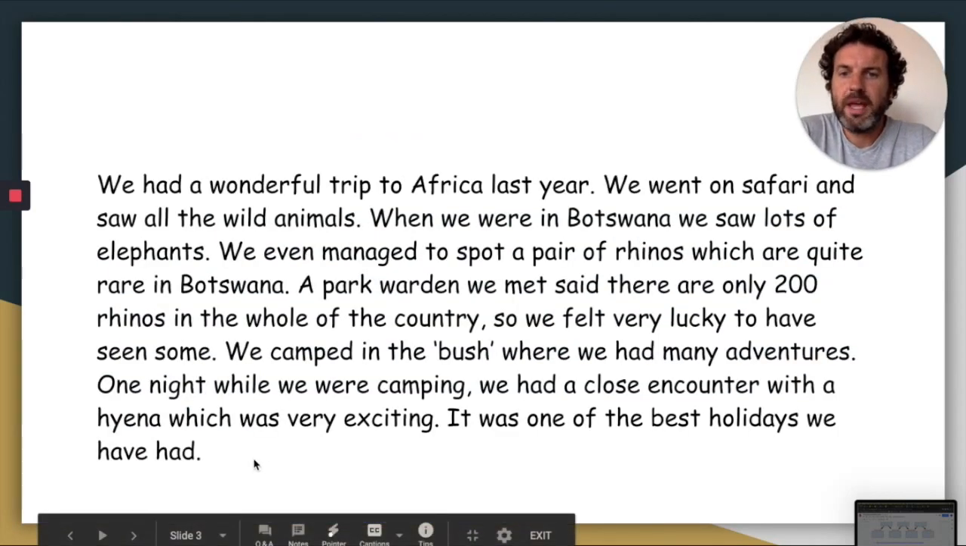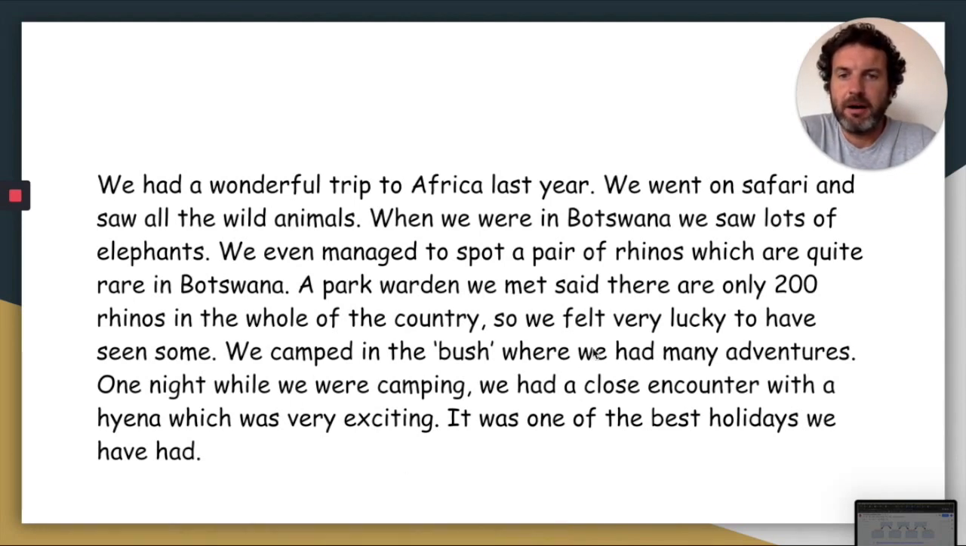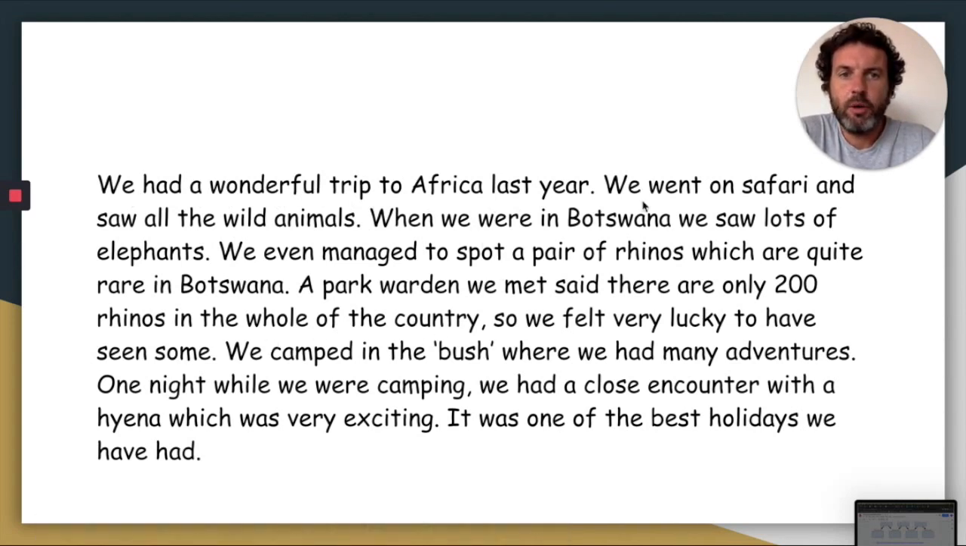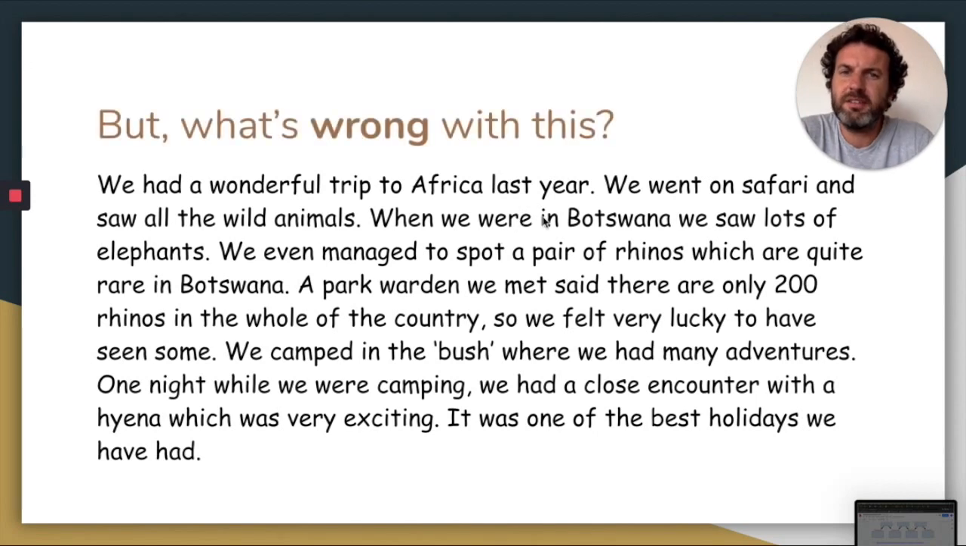Okay, so what we have here is a paragraph. This paragraph is about somebody's trip to Africa last year. This first sentence here is a very good topic sentence. It tells the reader what the paragraph is going to be about. And then what follows are lots of sentences talking about this wonderful trip to Africa. But I want you to take a second and just have a look at this paragraph, and I want you to say, what is wrong with this paragraph?